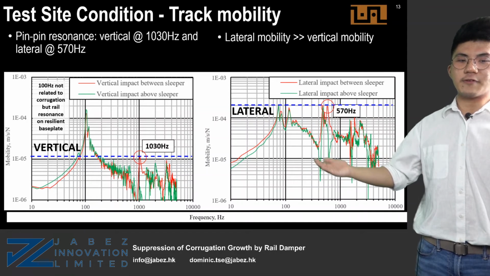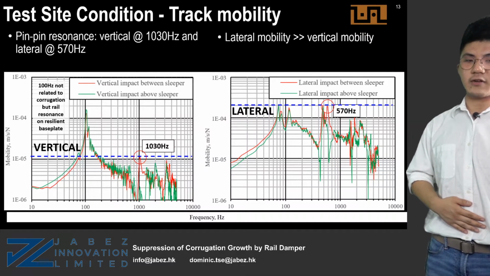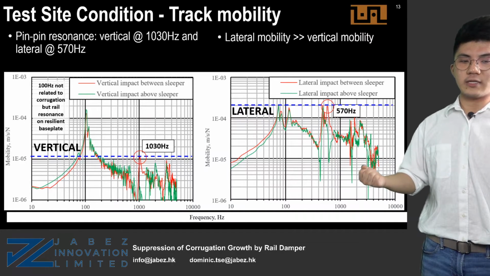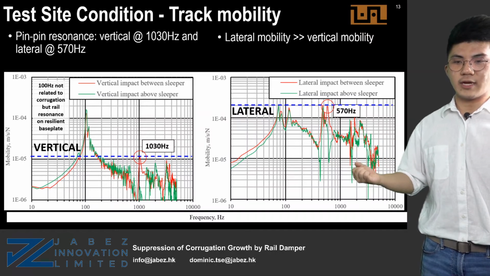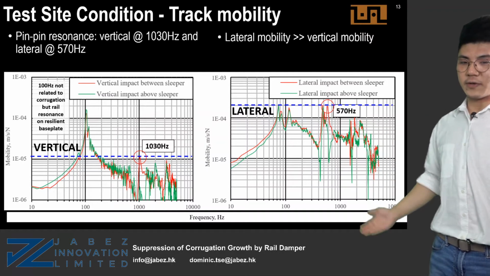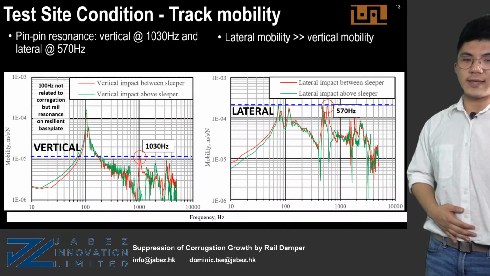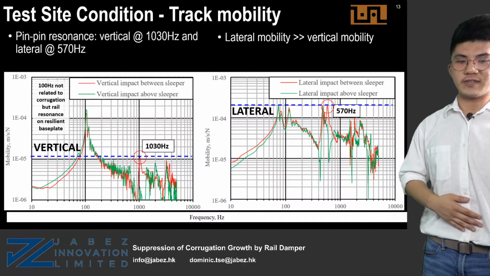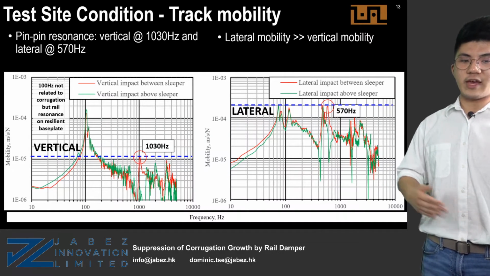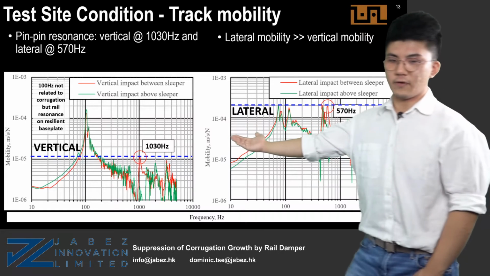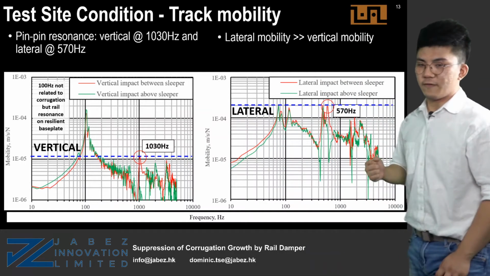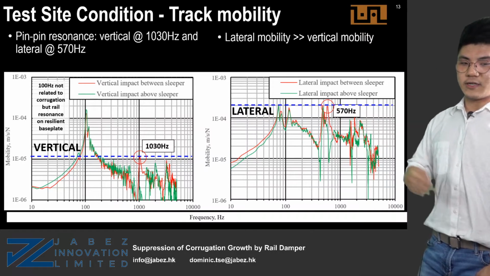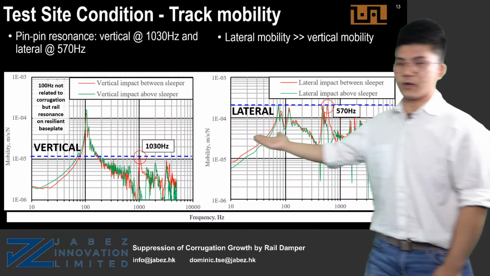Before installing the damper, our team conducted a track mobility measurement. The measurement was conducted for the vertical and lateral mobility, where an accelerometer was placed on the rail head, between the sleeper and above the sleeper. Here we have frequency on the x-axis and mobility on the y-axis. The red line is showing the mobility between the sleeper, and the green line is showing the one above the sleeper. The result shows that the pin-pin resonance occurs at 1030 Hz for the vertical direction, while 570 Hz for the lateral direction. The lateral pin-pin resonance has a much higher mobility than that of the vertical pin-pin resonance.